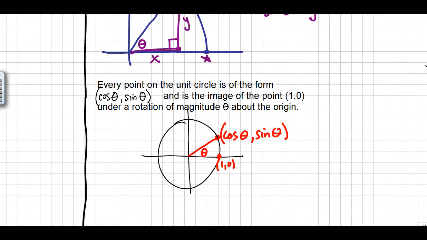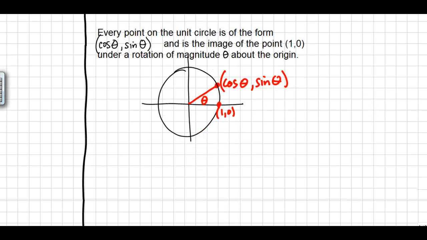And so this is how the book describes those situations. Every coordinate on the unit circle, everything on that circular edge, is in the form cosine theta comma sine theta as a coordinate, and that coordinate is the image of the point 1, 0, because that's our starting point, under a rotation of magnitude theta as we travel around the origin. So every coordinate on this circle, as we start here and maneuver counterclockwise, is going to be in this format of cosine comma sine.